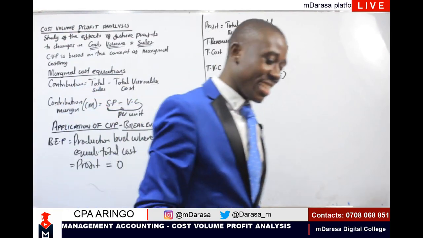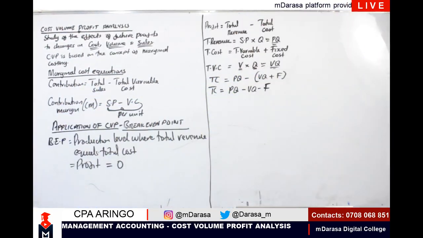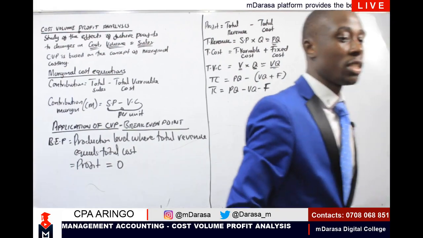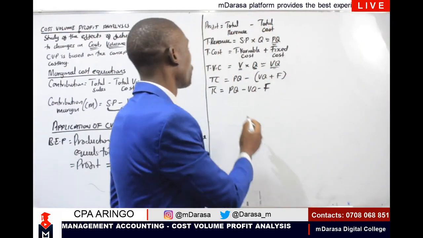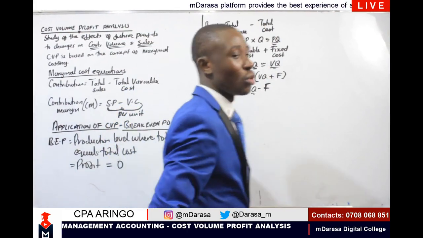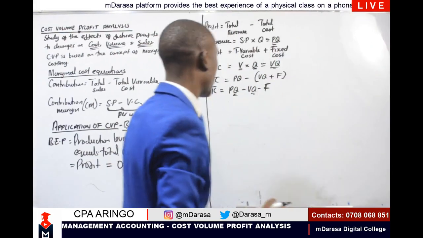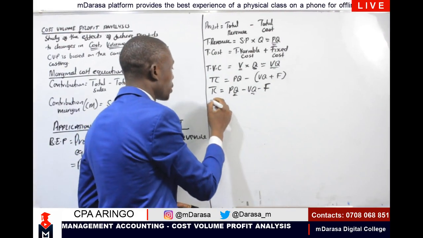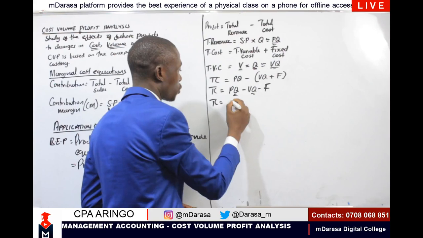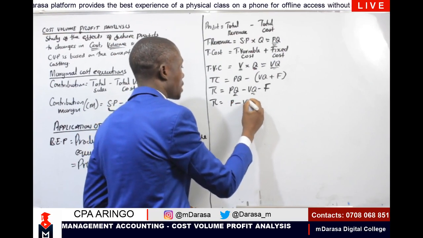Clearly, we can see that we do have like terms here, which in this case is Q, on both sides. So therefore, we can say that for us to determine our profit, it's as if I'm talking of P minus V.